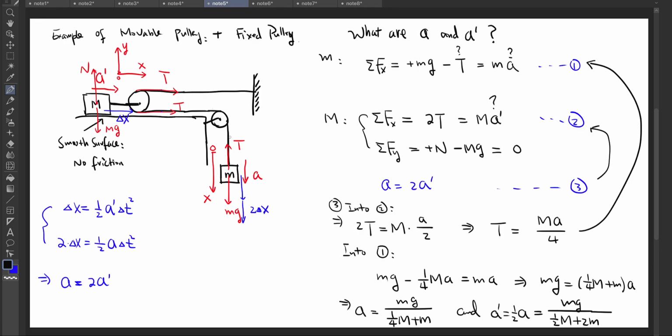So for a string, for an ideal string, the tension force is the same everywhere. Okay, so that's what we used here to draw the three T's. And we also use the fixed pulley and movable pulleys, their properties.